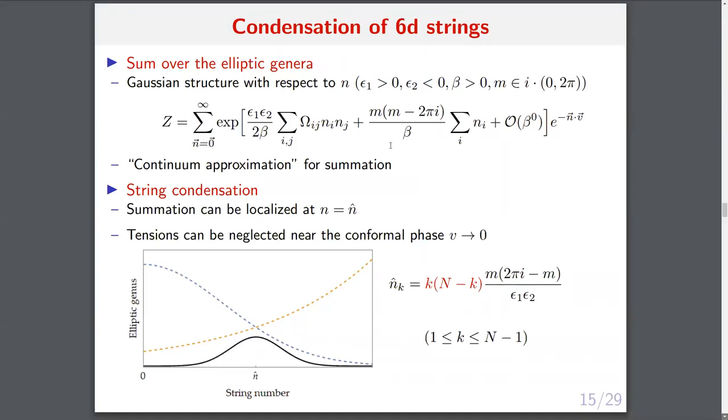Another question: is it obvious that the 6D index is the sum of the elliptic genus? Is this an assumption? It has been tested in various ways, for example by comparing the 5D instanton partition functions, and they all coincide.